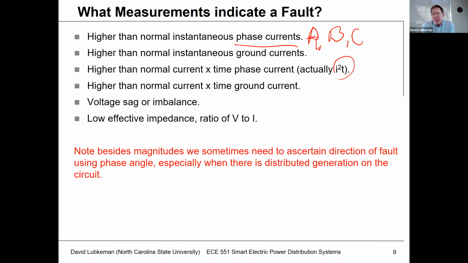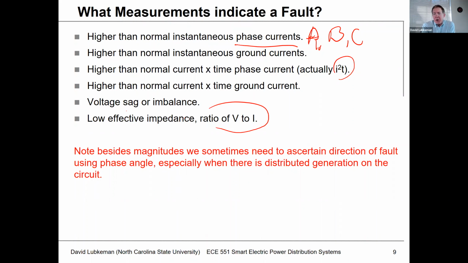We could also maybe look at voltage sags on the circuit. If we have a fault that draws a lot of current, that drags the voltage down, so we can look at sags or voltage imbalance. Another thing we can do is measure the fault impedance. If there's a low impedance fault, and we look at the ratio of voltage to current, we could pick up on the fact that we have a low impedance.